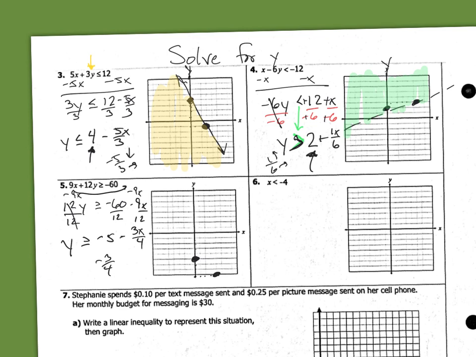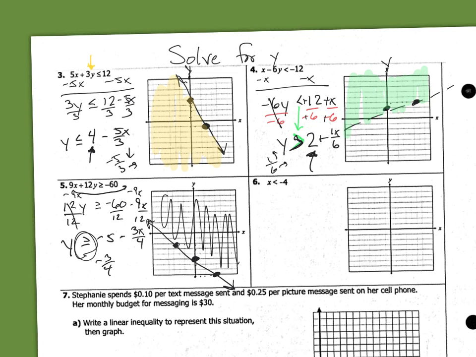If it goes off the grid and you don't like that, then switch it and go up 3 to the left 4. Same thing, it's just going the other way. Look at your symbol, line under it, solid. Look at your symbol again, greater than, so we shade above.